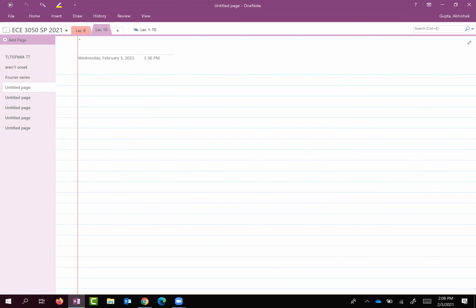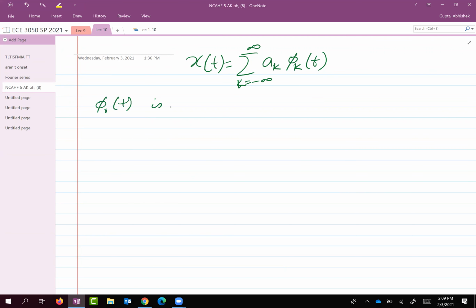Let's continue our discussion about x of t, which is summation of ak phi k of t, k goes from minus infinity to plus infinity. So we just figured that phi 0 of t is constant. That's because k is equal to 0. So phi 0 of t is just equal to 1.